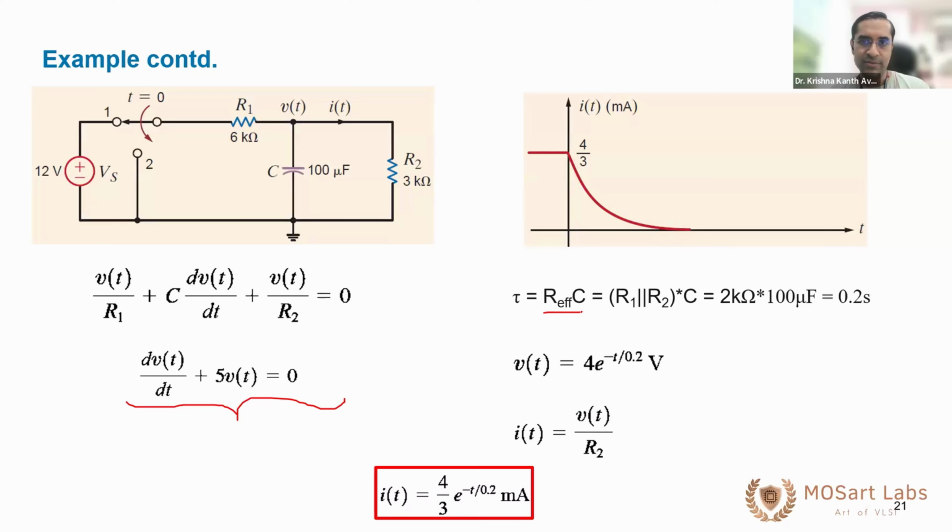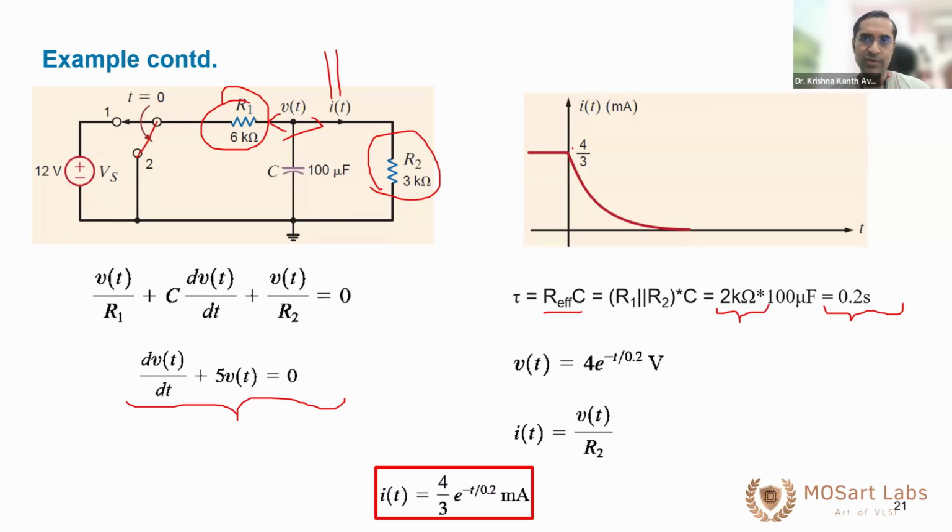The tau is R effective into C. And why is R effective? That is because the capacitor is short, so the 6 kilo ohm will come in parallel with 3 kilo ohms. So this is a parallel combination because the current will get shared on either side. Okay? So this is 6 kilo ohm parallel 3 kilo ohm, which is 2 kilo ohm. This is 2 kilo ohm into 100 microfarad, about 0.2 seconds.